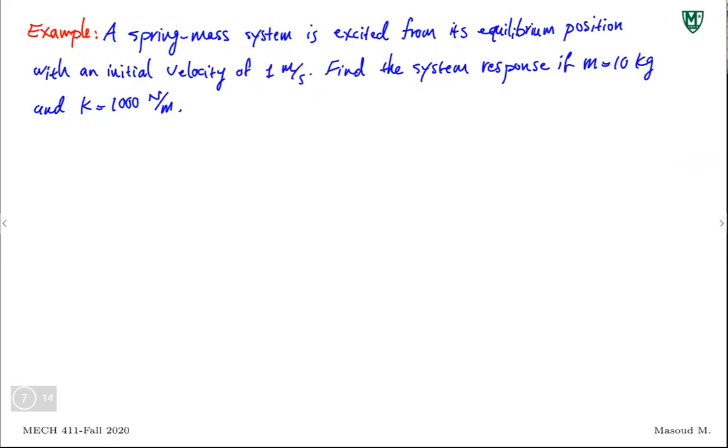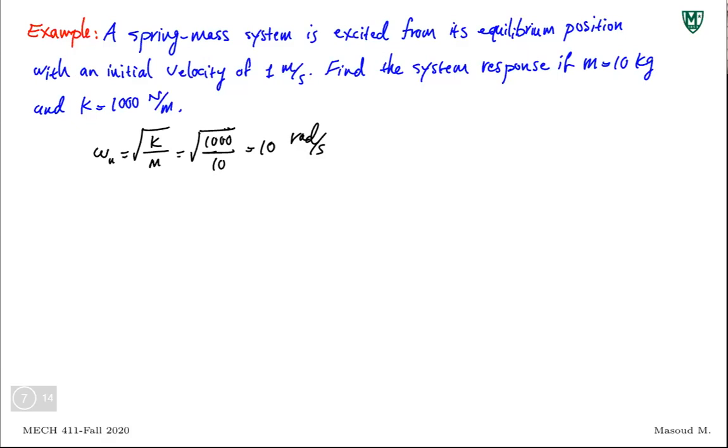Let's start with omega n, which is just the thing to calculate. Square root of K over M. Square root of K, which is 1,000, divided by M, which is 10, becomes the square root of 100, and that would be 10 radian per second. I guess I chose the numbers very wisely.